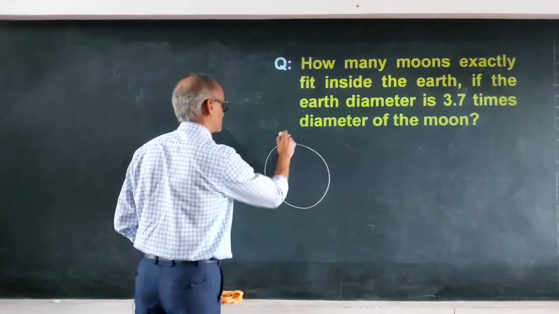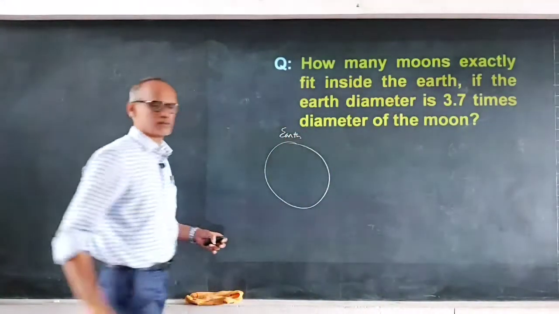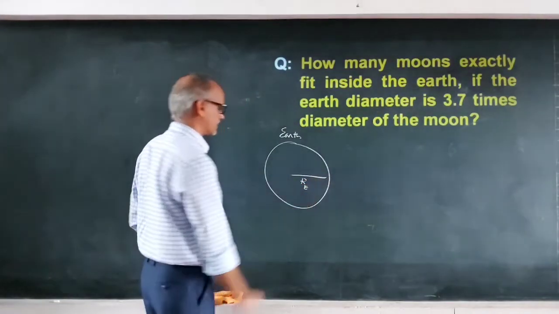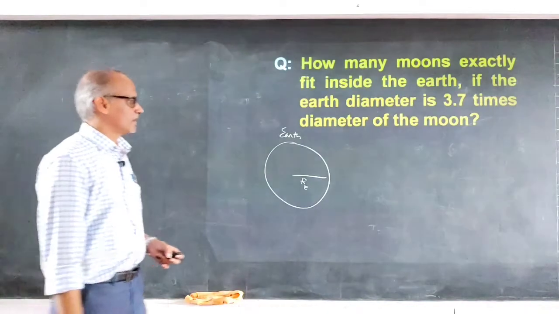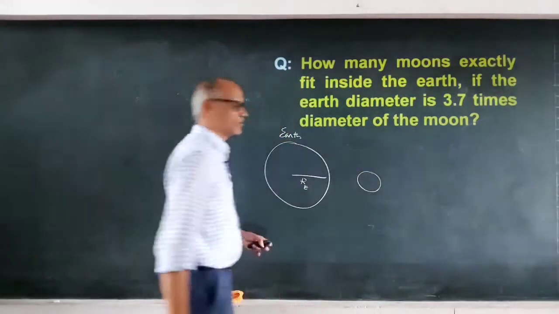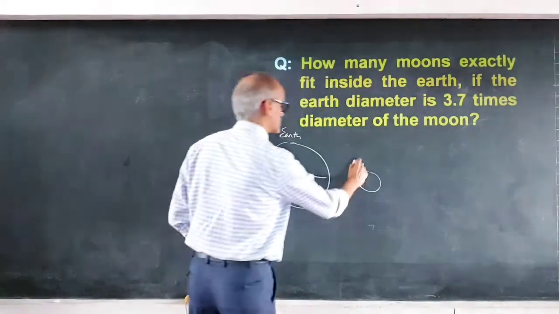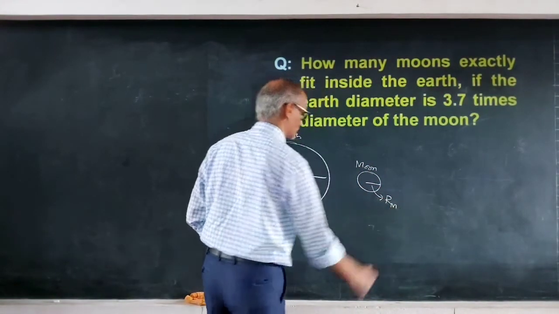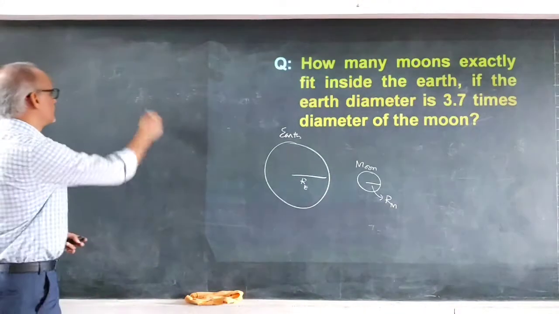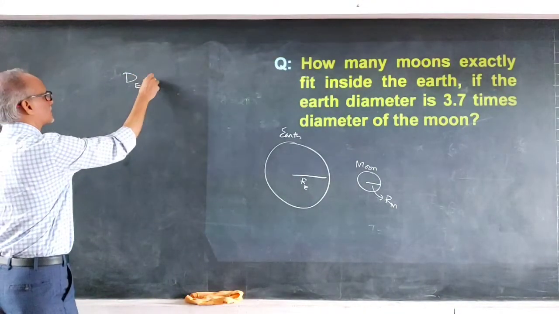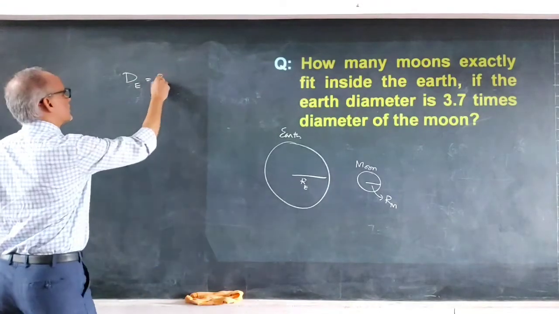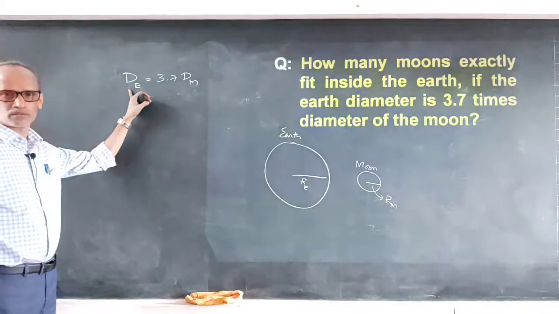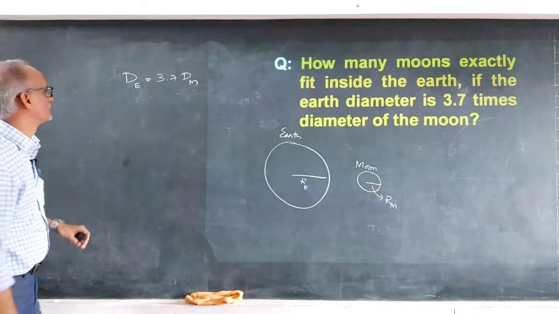So here there is an earth. This earth has some radius. I will write RE. RE is the radius of the earth. And we have a moon. And this is the moon. And I'm going to write RM is the radius of the moon. Now it's given that the diameter of the earth is 3.7 times the diameter of the moon.